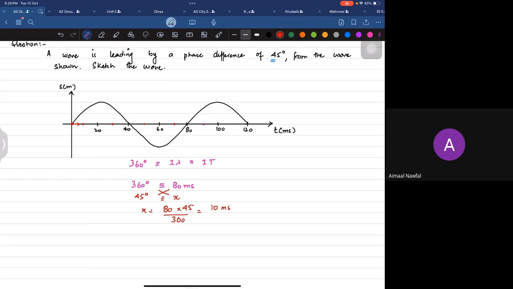And 80 will go to 90, 100 will go to 110, and 120 to 130.